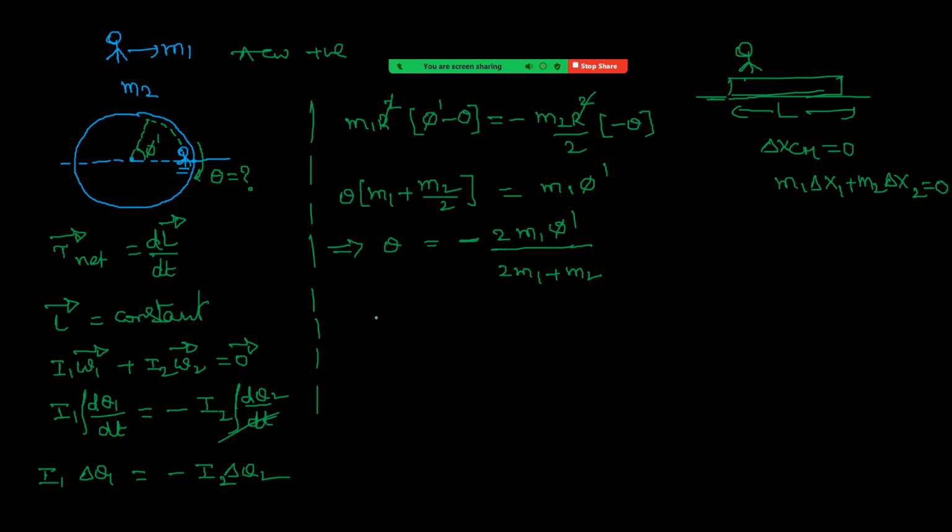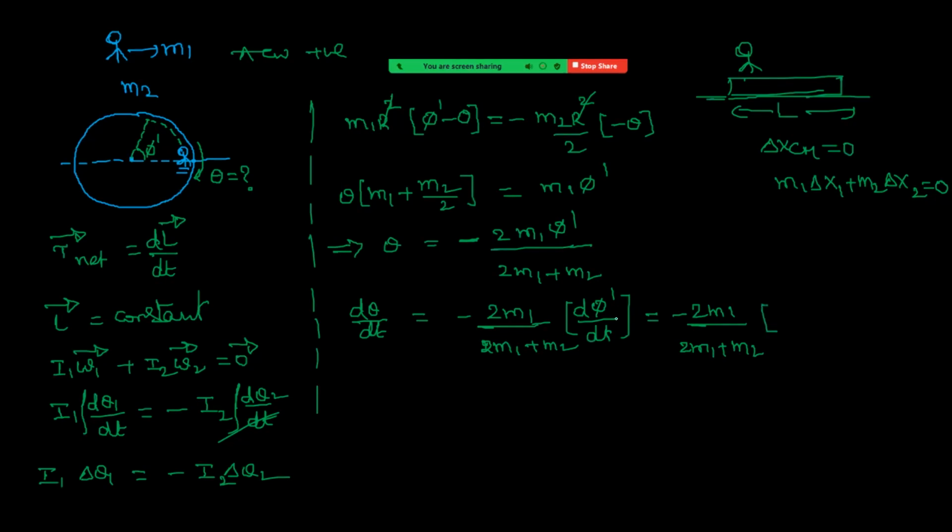Differentiate this once. d theta by dt gives omega of the disk, equal to minus 2 M1 upon 2 M1 plus M2 into d phi dash upon dt. This is nothing but omega of the person, and omega is v by r. In its place I write minus 2 M1 upon 2 M1 plus M2 into omega dash, corresponding to the person, which can be taken as v dash of t by r. I hope you are getting this point.